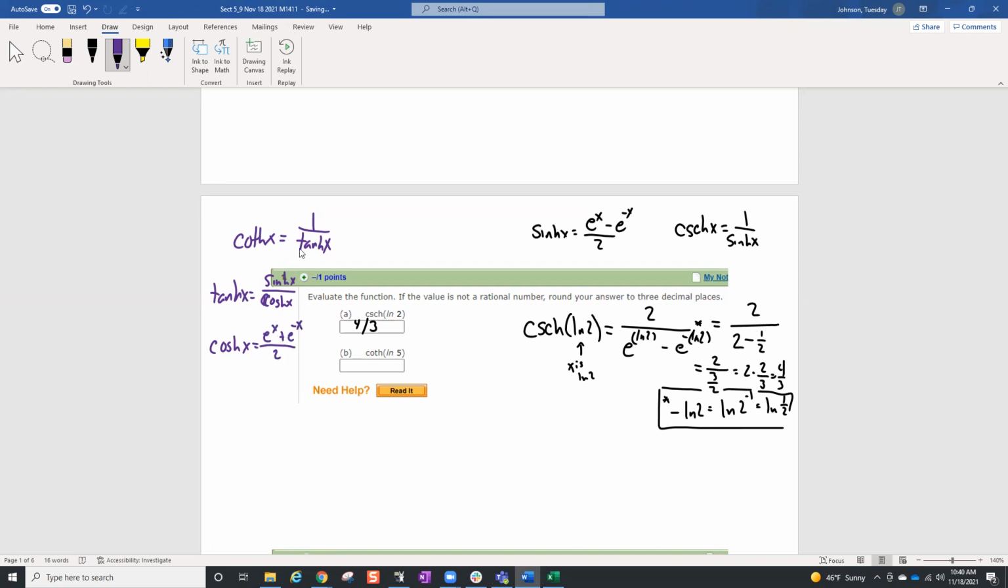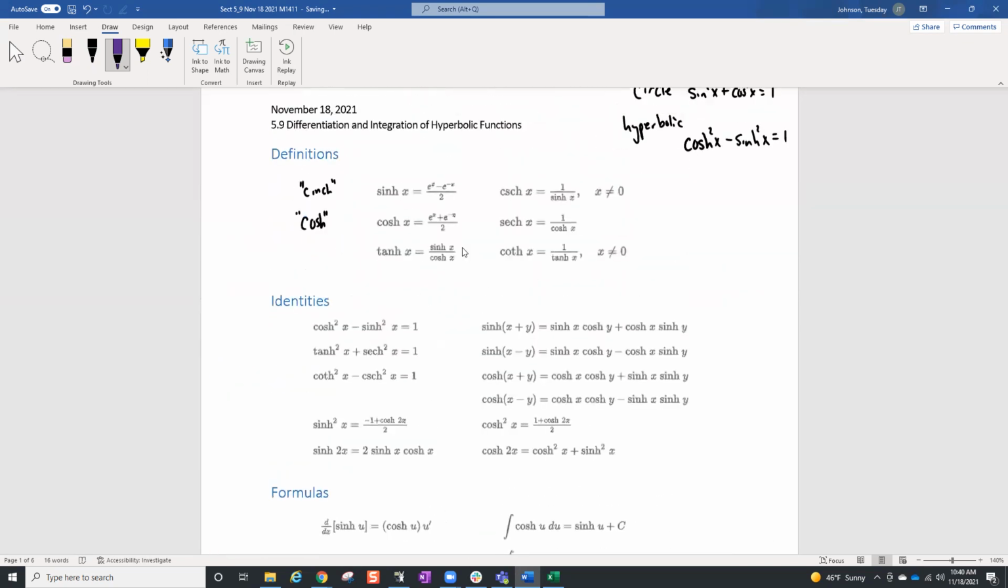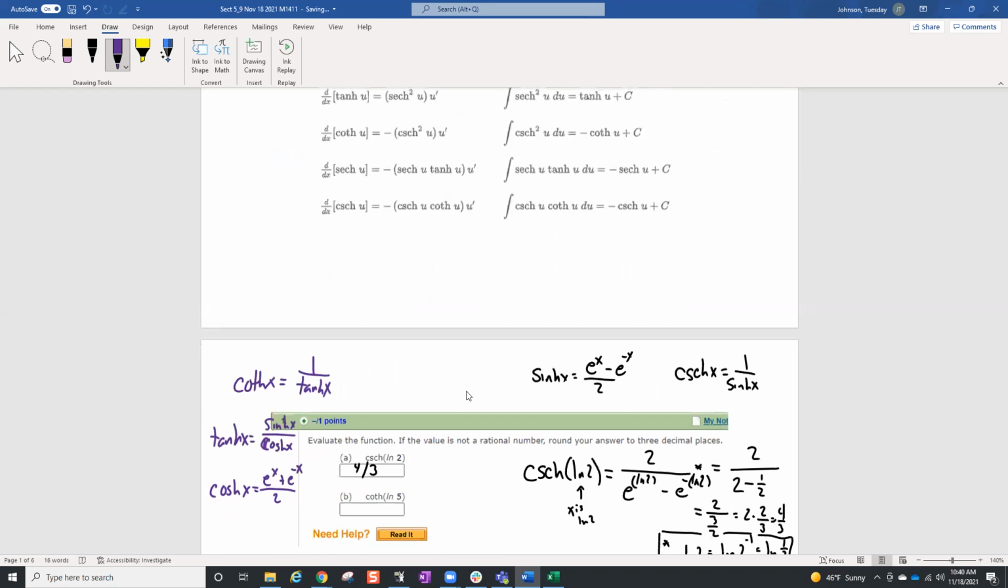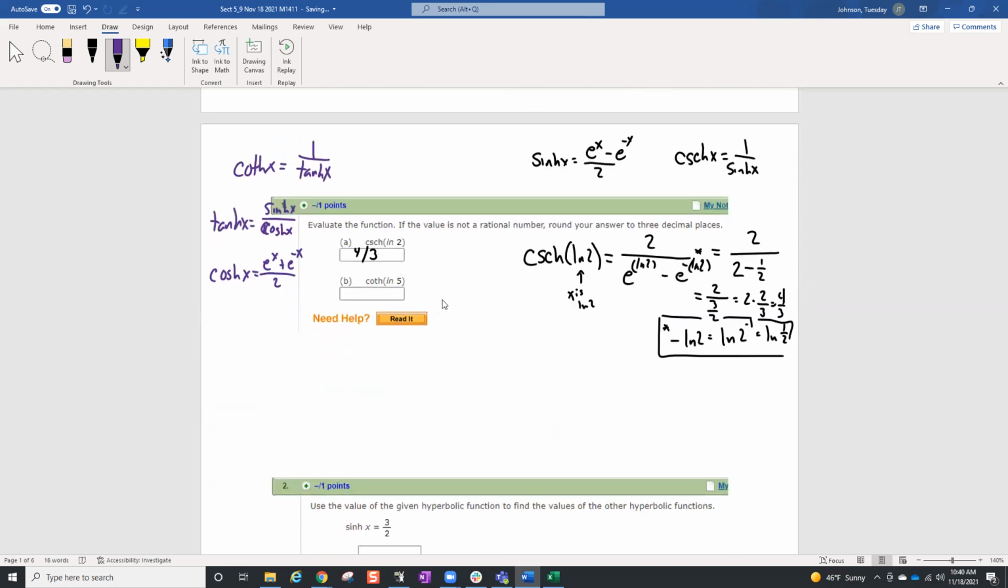And finally, in this unhelpful world of definitions of hyperbolic trig functions, they only give us 2 definitions. Everything else is built as we expect from the regular trig functions. We can now find the cotangent of natural log of 5. So I'm going to write it as cotangent of x, and then I'll replace natural log of 5 at the end. So the hyperbolic cotangent of x is the reciprocal of tangent.